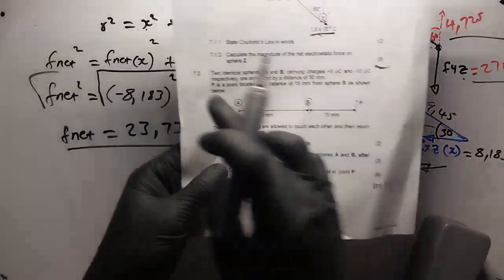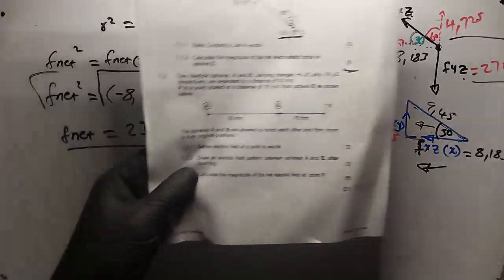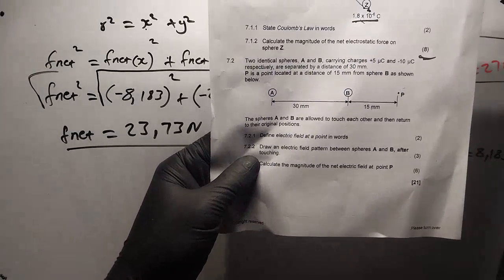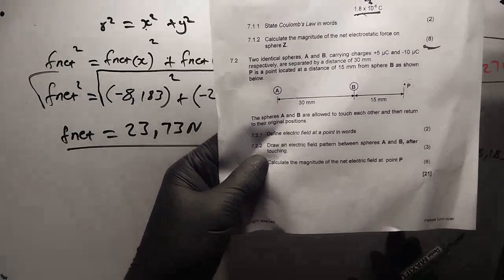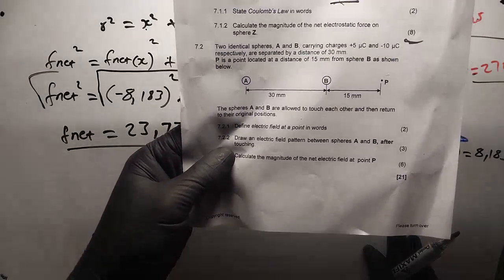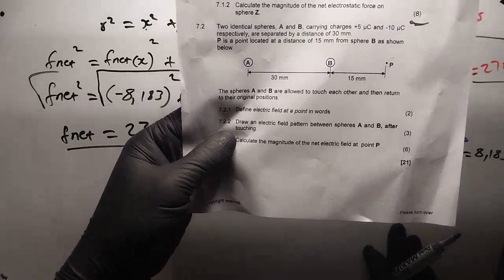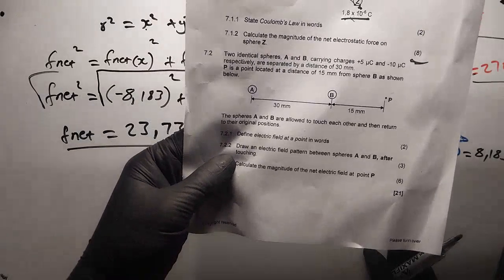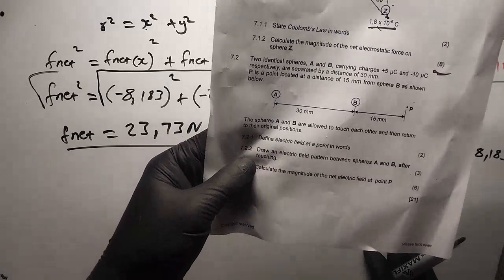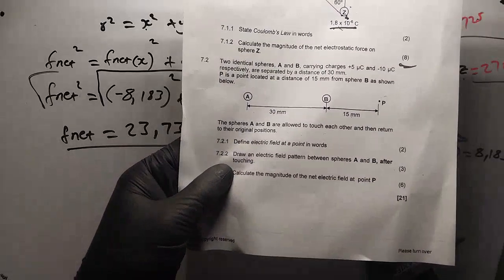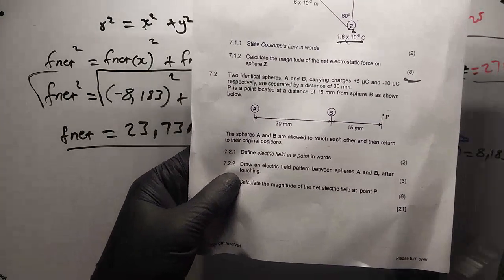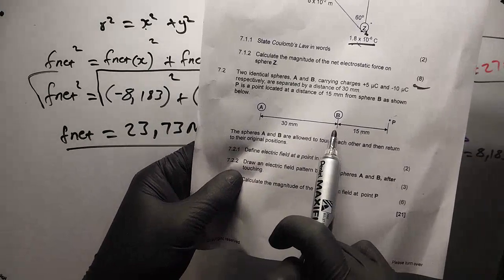Now the next thing, when I go to 7.2, when you check your 7.2, they say two identical spheres A and B carrying a charge of 5 microcoulomb and 10 microcoulomb respectively are separated by a distance of 30 millimeter. P is a point located at a distance of 15 millimeter. Sphere B is shown below, which means you can see the diagram. This one from point P is 50 millimeters.